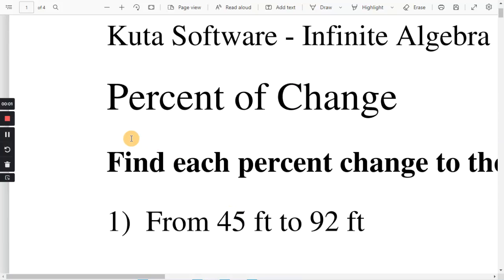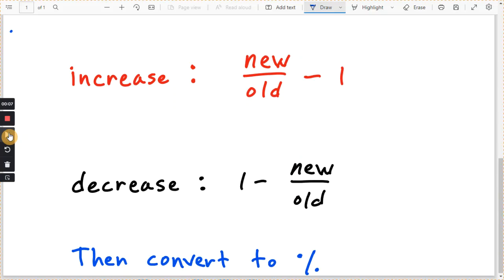This will be for the Kuta software worksheet, percent of change. So the two formulas we will be using: if the number increases, you want to do the new value divided by the old value and then subtract 1. If the number decreases, you want to do the new value divided by the old value and subtract that from 1. Okay, so it's almost the same formula, and in either case, when you finish, you want to convert the decimal to a percentage. You just move the decimal over 2 places.